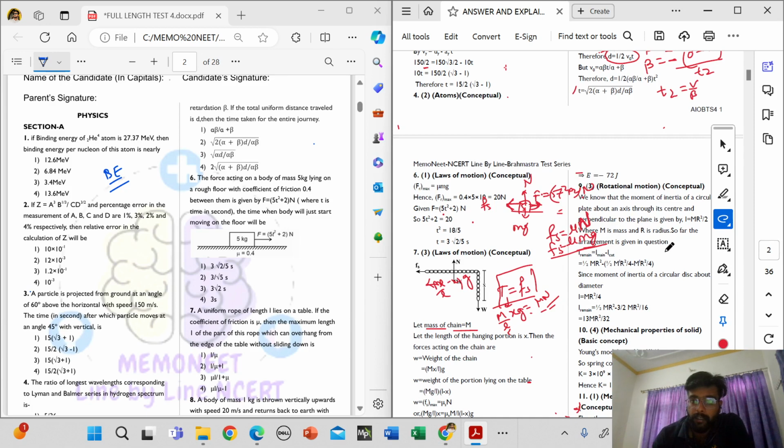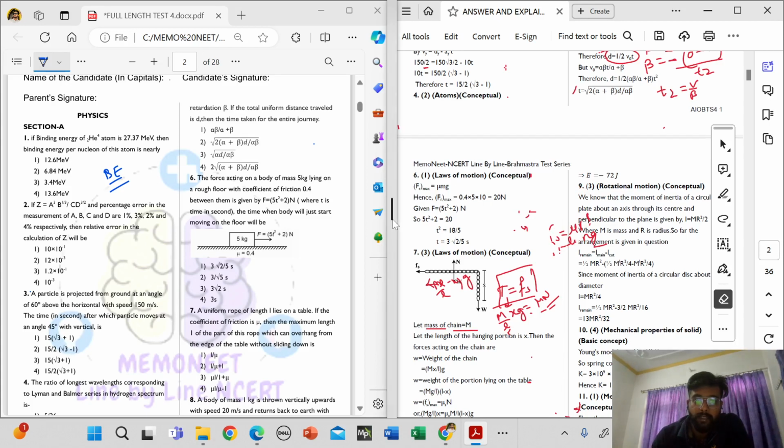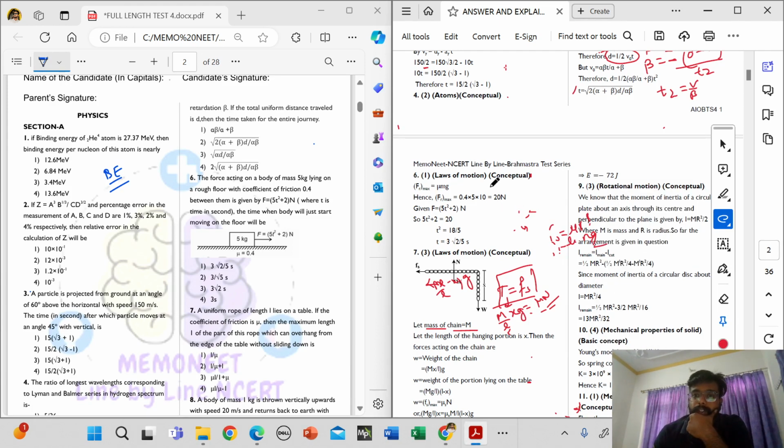See here what we are doing. F maximum is equal to mu mg. Mu is given here as 0.4 and m is given as 5 kg, and g we have taken as 10, so we get the value here as 20. This is the value of mu mg. And the value of F, 5t square plus 2, is equal to 20. Take 2 to the other side, we get 18, so t square is equal to 18 by 5, and then we get the desired value. Option number 1 is correct.